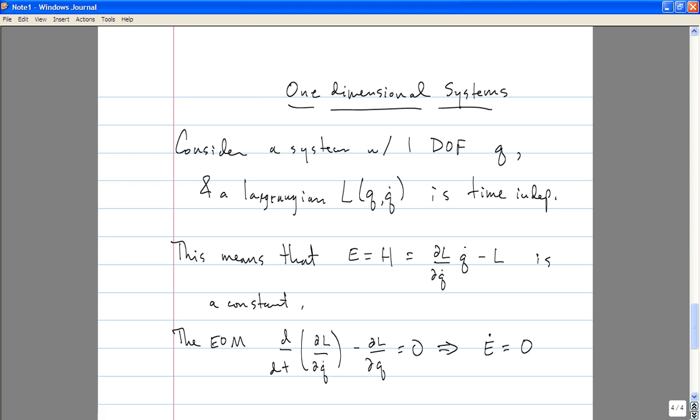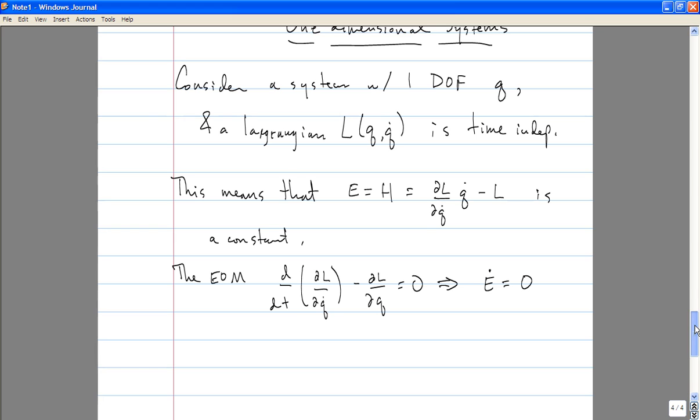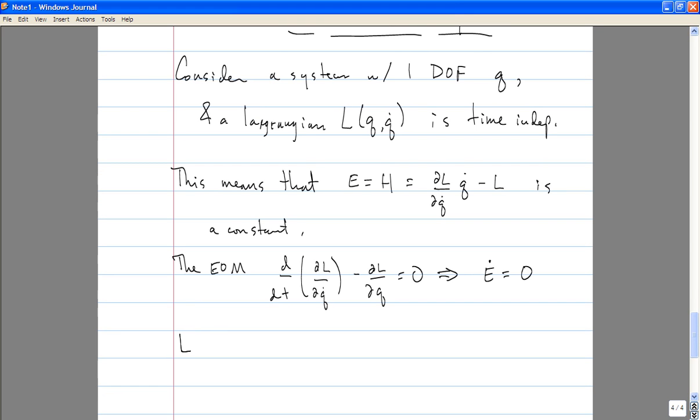Why is this the case? Well, remember that the Lagrangian is the difference of the kinetic and the potential energy. And if we assume that the constraints of the system are time independent, then the energy is the sum of the kinetic and potential energies. And as I believe I went through previously, one can then show that the equations of motion will imply that the energy is conserved.